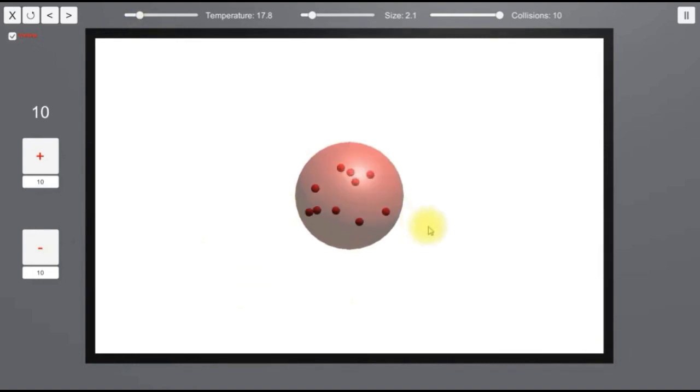So that's the kinetic theory of gases in a nutshell. Pressure is due to the collective force of trillions and trillions of collisions per second, and temperature is a measure of molecular speed.